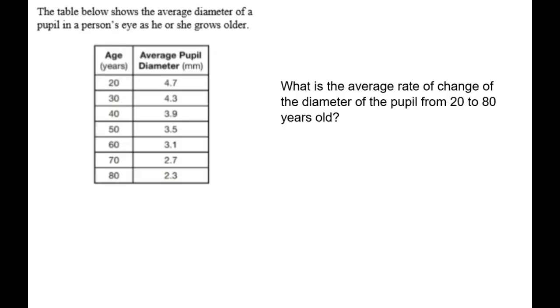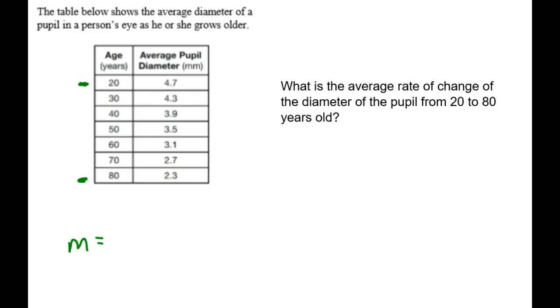Now to the last example. The table below shows the average diameter of a pupil in a person's eye as he or she grows older. So we have the age in the left column, the average diameter in the right column. The age is going to represent our input. The average diameter of the pupil is going to represent the output. So we want to determine what is the average rate of change of the diameter of the pupil from 20 to 80 years old. So we're using the ordered pairs 20, 4.7, and 80, 2.3.